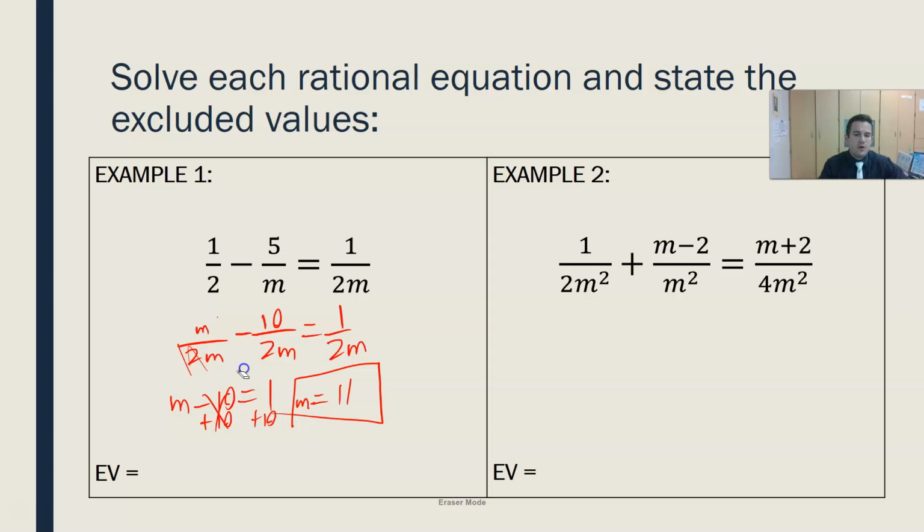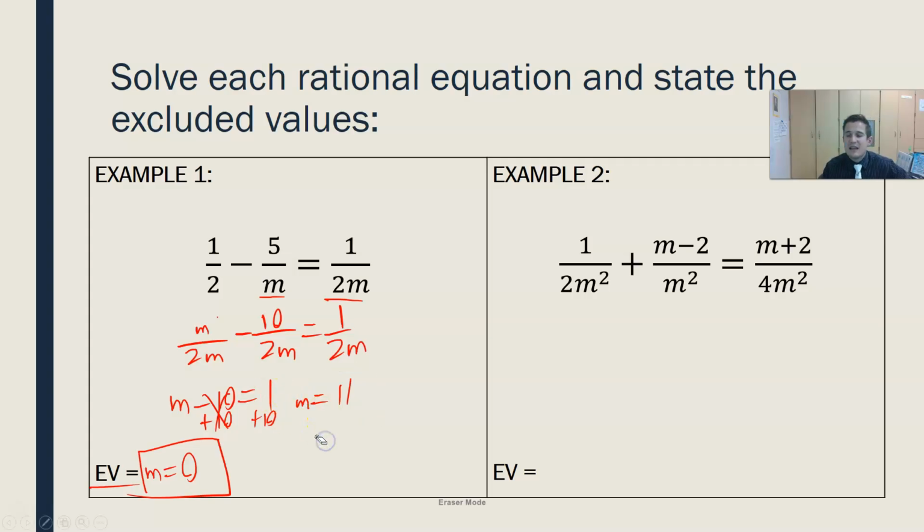So now before I simplified anything here, I better check for my excluded values. So notice in the bottom I have m and 2m. If I set m equal to 0 there, that would make my denominator equal to 0, and I can't do that. I can't divide by 0. So m equals 0 is an excluded value.